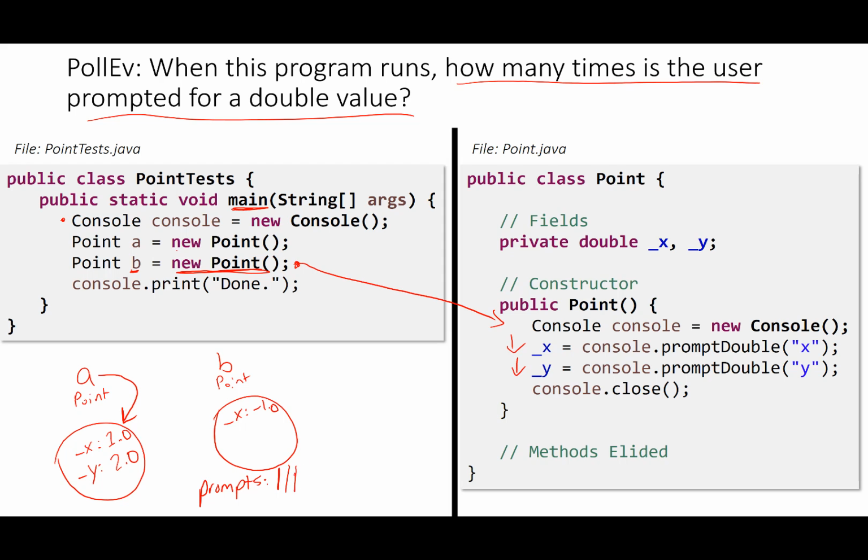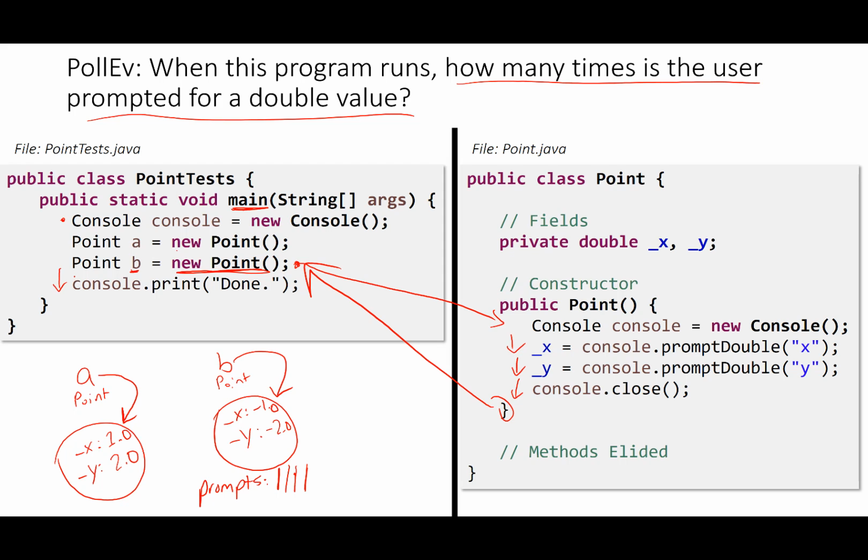We've just prompted the user for x. Let's prompt the user for y, so that's the fourth time the user is being prompted. y is negative 2.0, let's say. And we reach the console close. We finally reach the end of this constructor call. We go back to where we came from, and now b is going to point to that particular object right there. Then we print done, and this program is complete. This is a silly program.